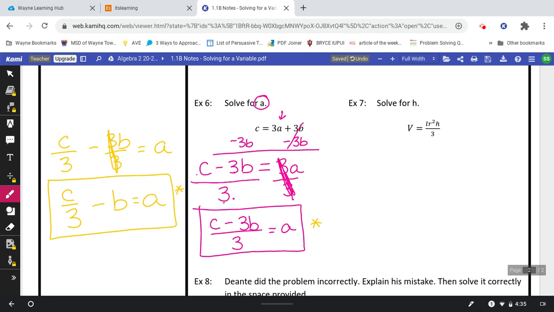All right, example number 7. Example number 7 looks like it has some multiplication as well as some division. Multiply both sides by 3 in order to cancel those 3's right there. Then I have 3v equals, that's a lowercase l, I'm going to write mine like that, l r squared and h. We are trying to solve for h right there. If you know what your last step is, go ahead and do that to get h by itself.